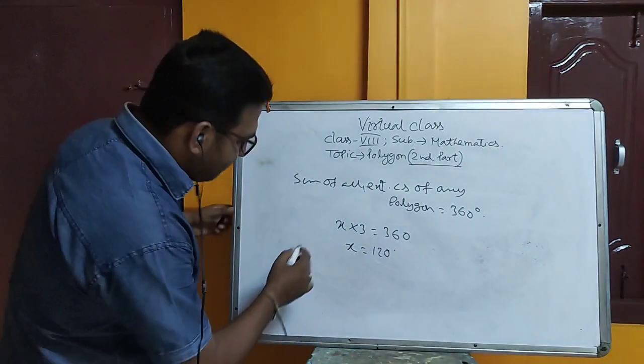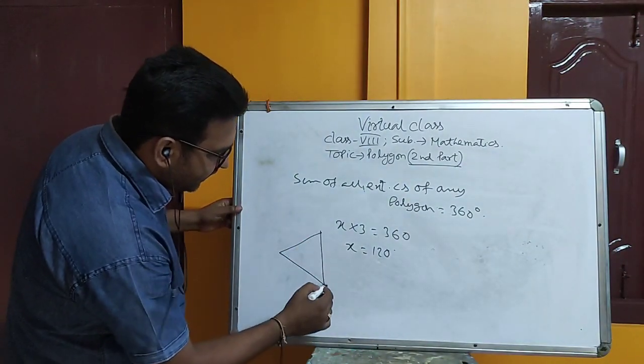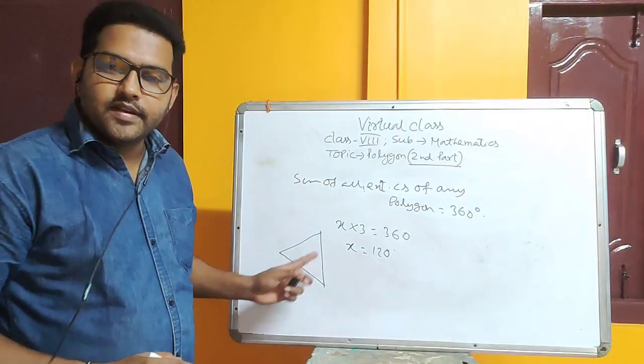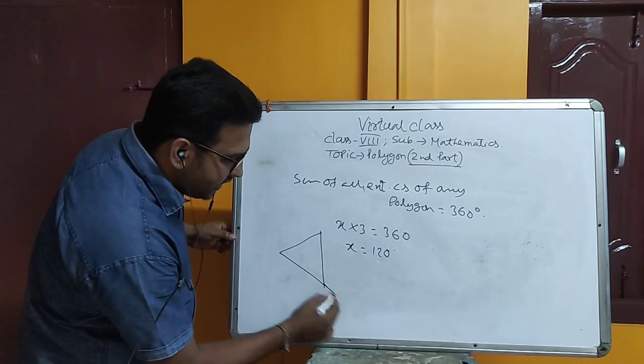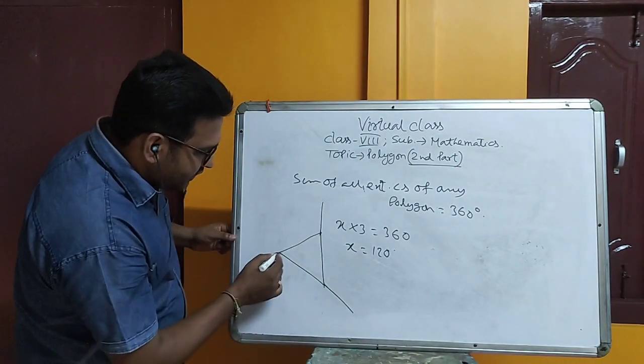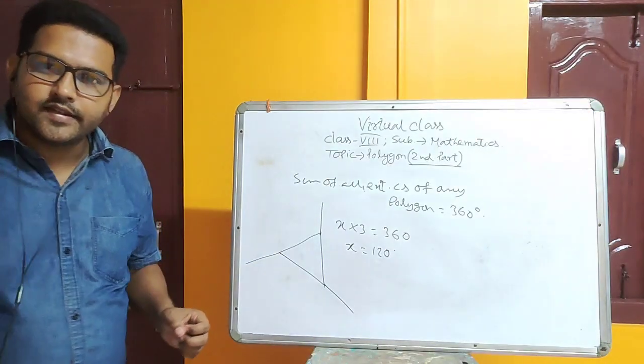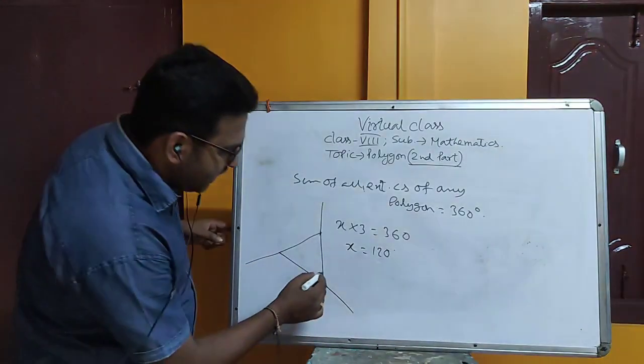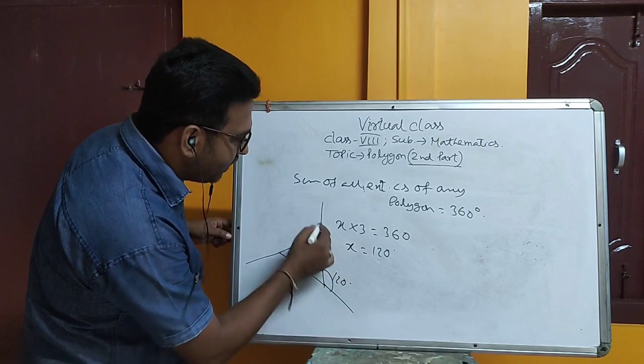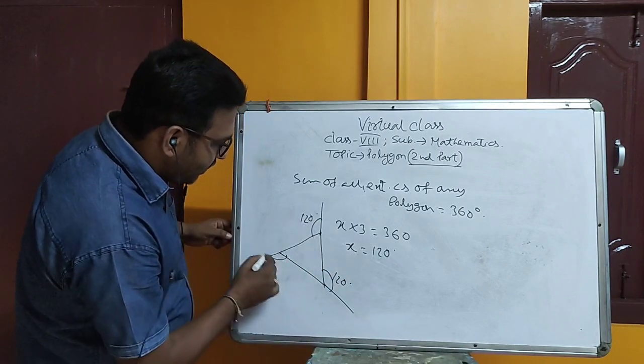Got it? Let me construct the figure again. Suppose it's an equilateral triangle. So if I construct all 3 exterior angles of equal measure, each one is going to be 120 degree. Got this?